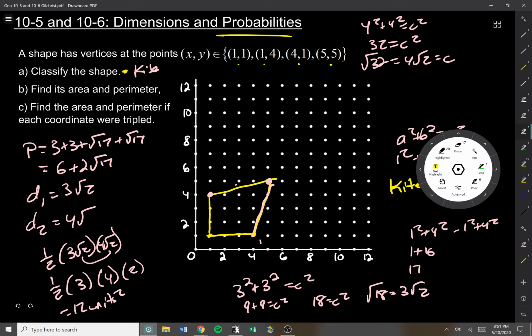Okay, it says find the area and perimeter if each coordinate were tripled. We've done this also. The point (1, 1) would become the point (3, 3) right here. The point (1, 4) would become the point (3, 12). I'm multiplying the x and the y values by 3. So I get (3, 12) and (12, 3). This point out here, (5, 5), would come way out here to (15, 15). And the kite would look like this.